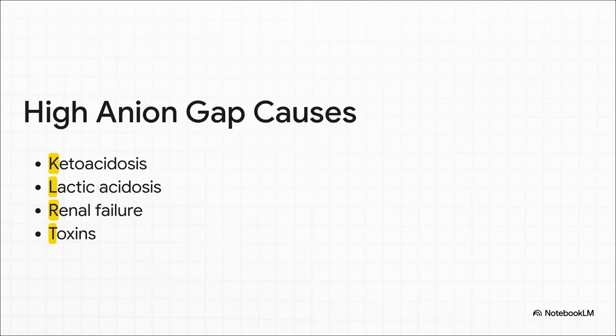Now, if you find a high anion gap, there are 4 main bad guys you have to consider. And here's a fantastic way to remember them: KLRT. That stands for ketoacidosis, lactic acidosis, renal failure, and toxins. Say it with me, KLRT. This is your high-yield, most wanted list.